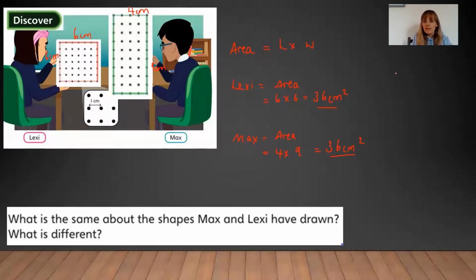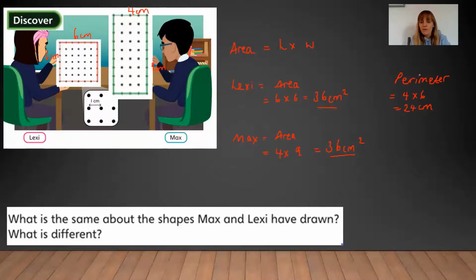So let's have a look at Lexi's. I'm going to do it over this side next to it. So the perimeter, you can either think about by adding 6, add 6, add 6, add 6, because there's 4 sides, or in this case, we could just do 4 times 6 because they're all the same length. So that would give us an answer of 24 centimetres.